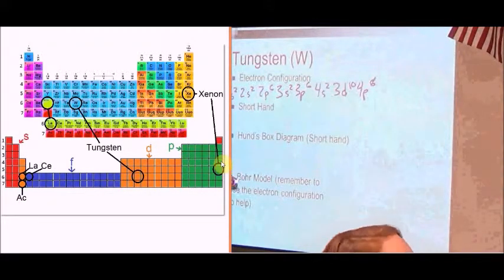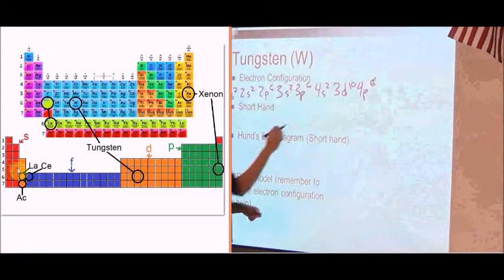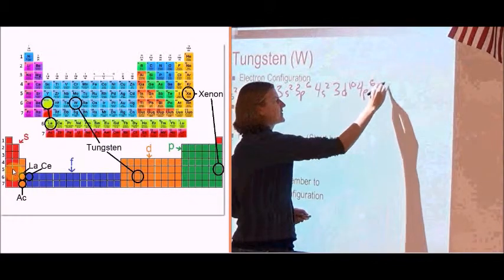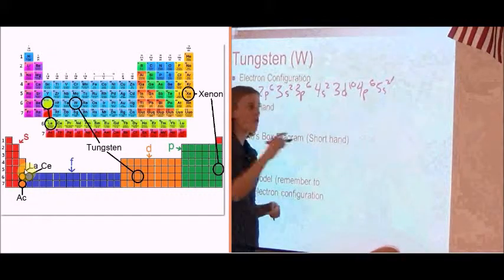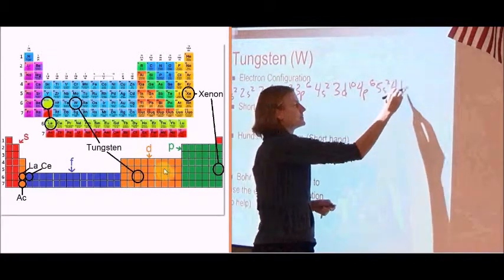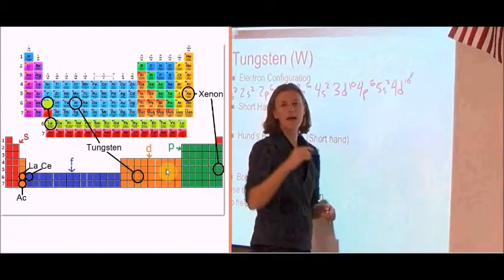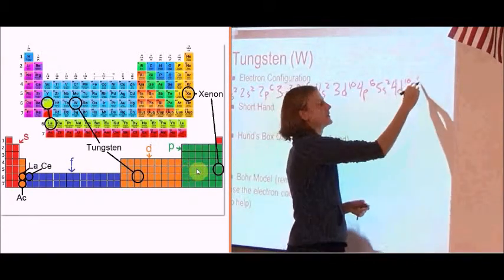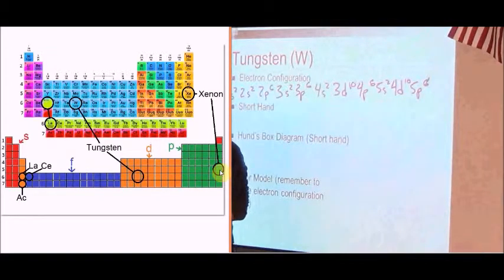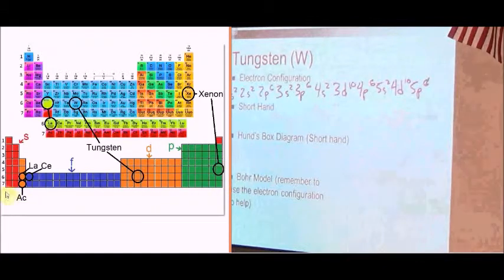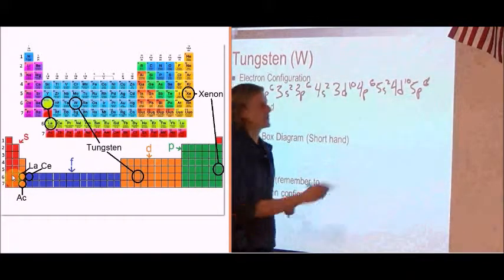All right, now we're in row 5. All right, 5s2. I should have started writing smaller. 5s2. And then, okay, you don't have to worry about the F yet. Lag 1, so 4d10. And then back to 5p6. Okay, and now we're finally in row 6 where we're trying to get to tungsten. So 6s2.